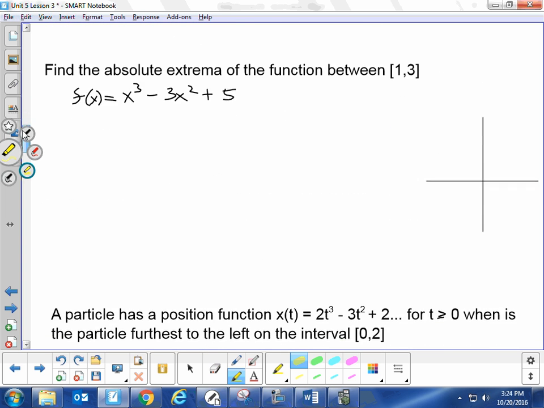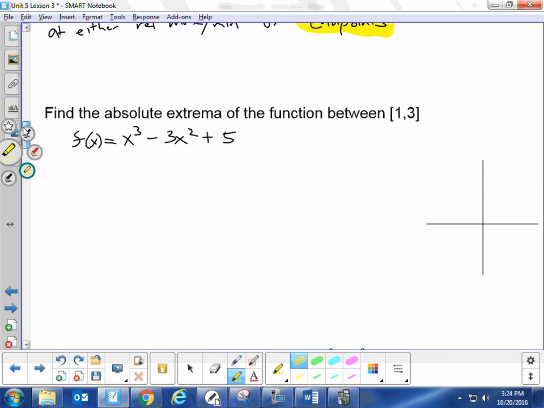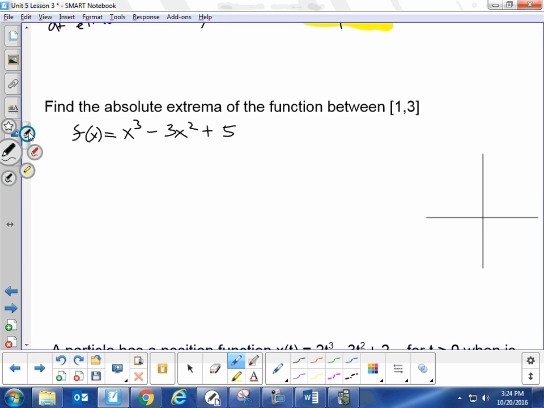Now, let's do an example. Find the absolute extrema of x cubed minus 3x squared plus 5 between 1 and 3. Okay, there's a couple ways that we can go about this to ensure that you have the correct location of your max or your min. Now, we can start by finding our critical points, so finding our relative extrema.